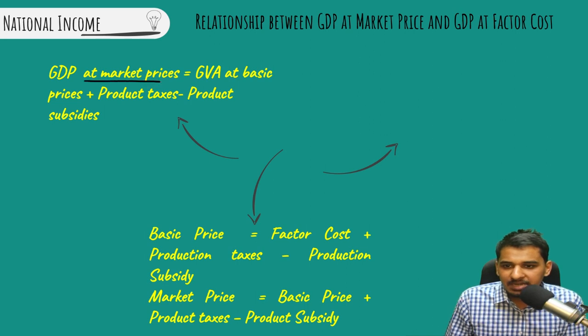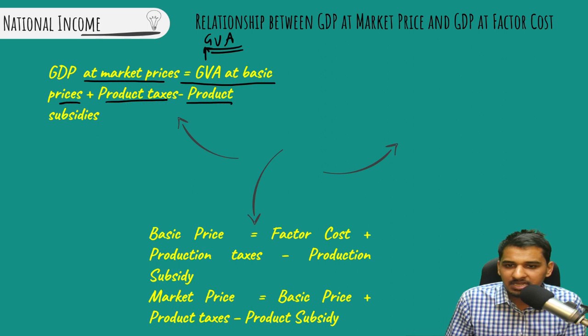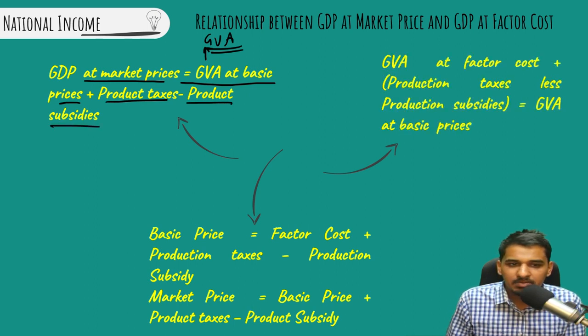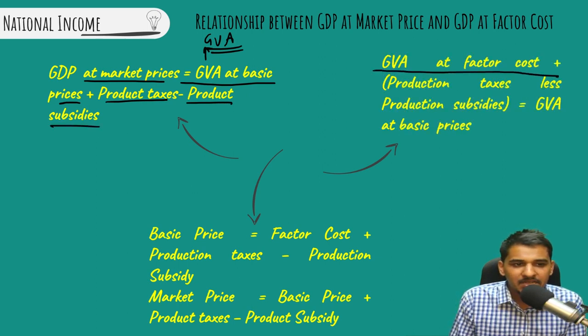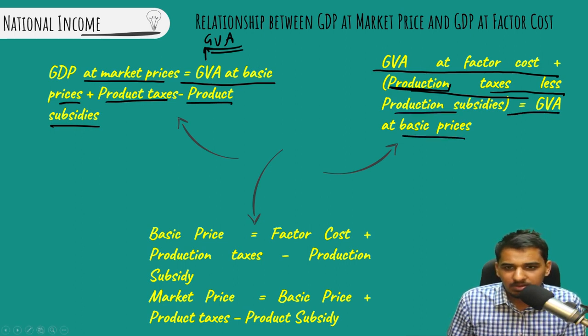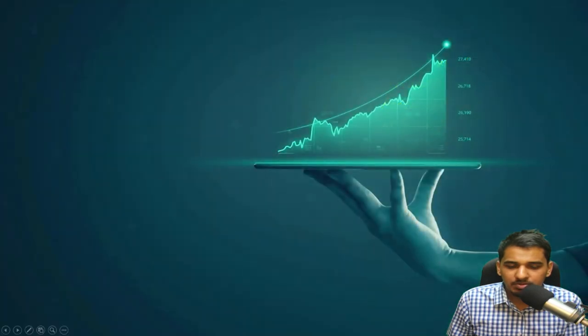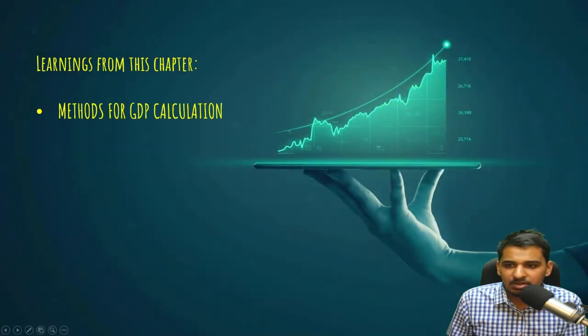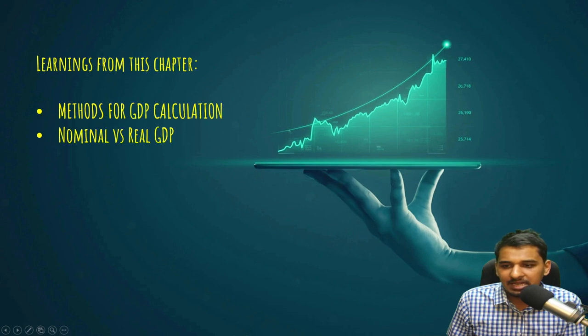So GDP at market price is equal to GVA at basic price, that is gross value added at basic prices, plus product taxes minus product subsidies. Similarly, GVA at factor cost plus production taxes less production subsidies is equal to GVA at basic price. I hope this is clear. So in the next lecture, we'll be looking at methods for calculation of GDP and nominal versus real GDP. Thank you very much for this lecture.